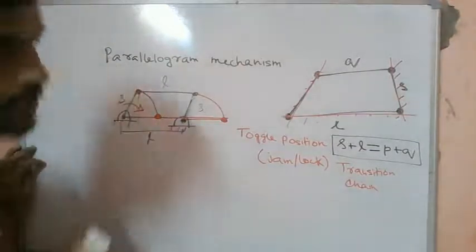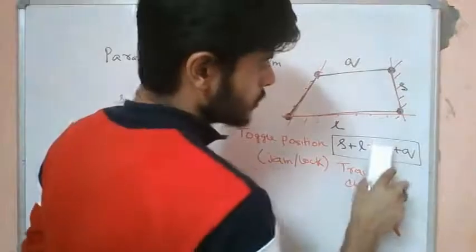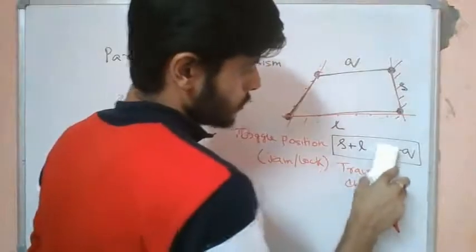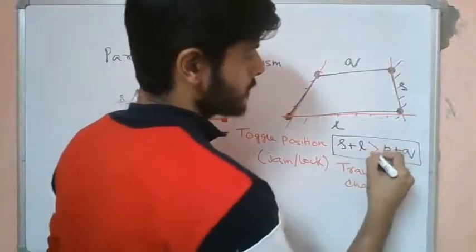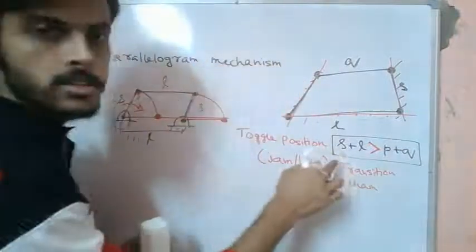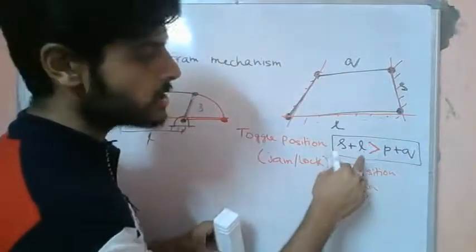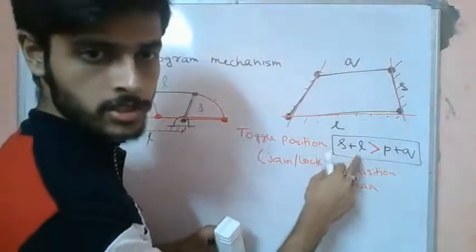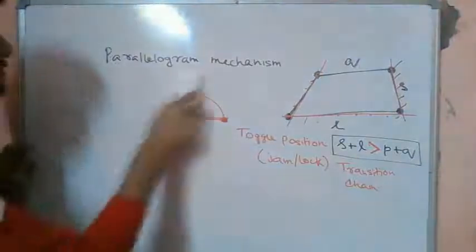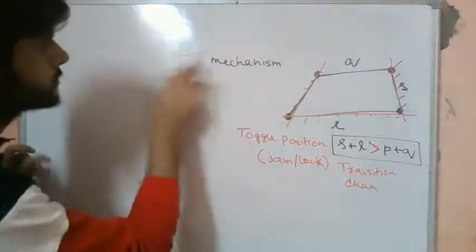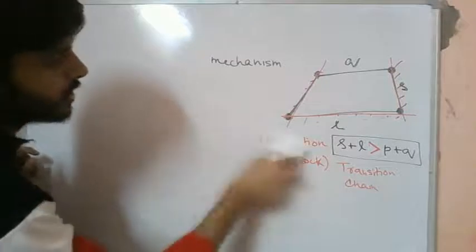Now let's consider the case when this equality is not satisfied, and this becomes instead greater. This is not a Grashof criterion. So in this case, this is a non-Grashof chain.